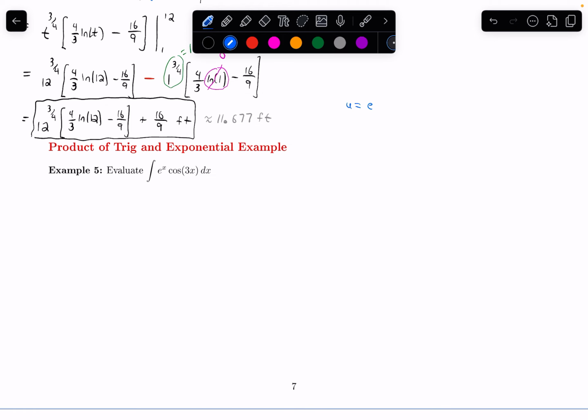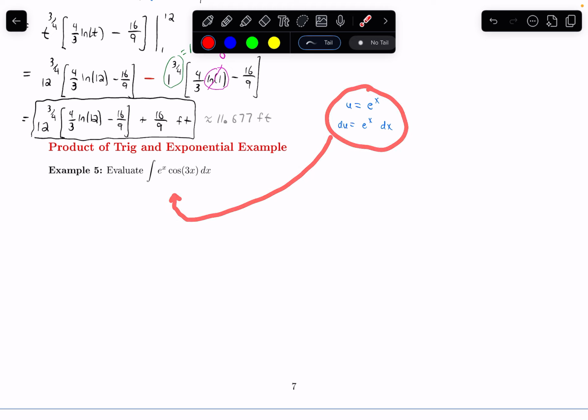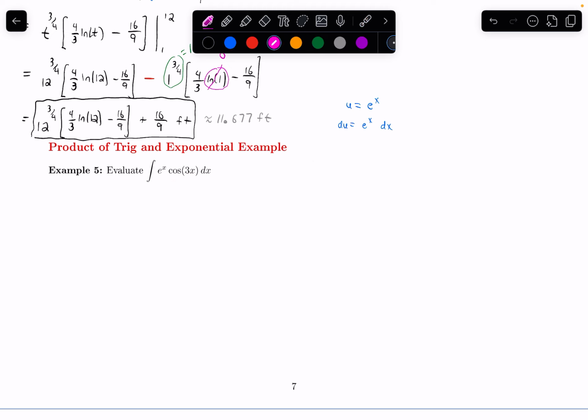If I try u sub and I let u be equal to e to the x, du would be its derivative, e to the x, and then we'd write that dx next to it. But if I look at the u and the du, nowhere in either of them do I see a cosine of 3x showing up. So that makes me pessimistic about whether this is going to make that cosine term cancel away. So this is probably not going to be helpful. So I'll put a slash through this.